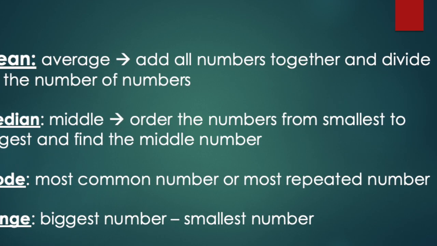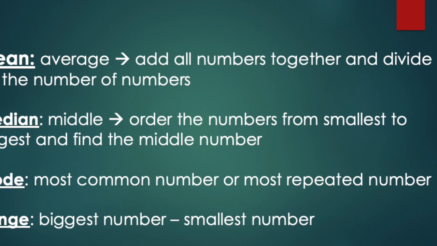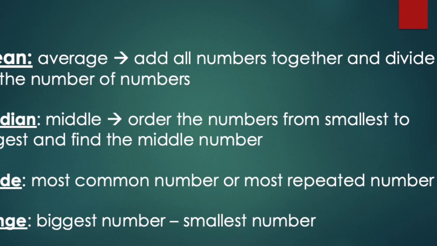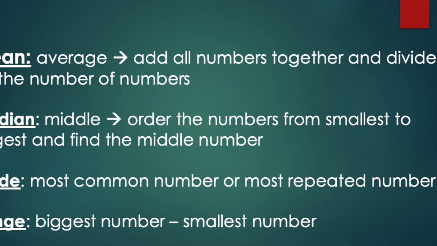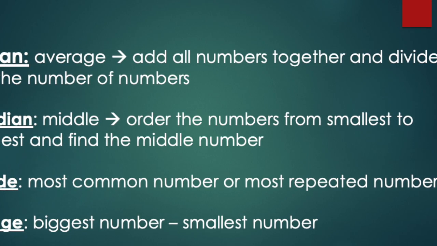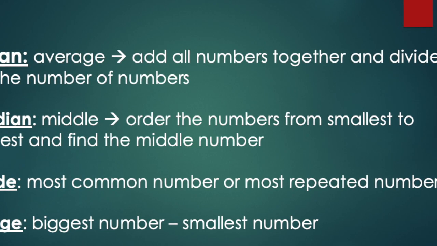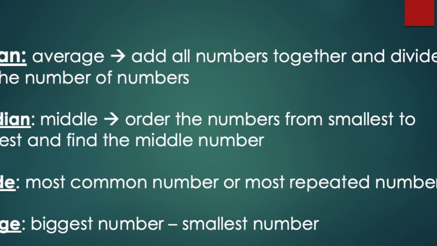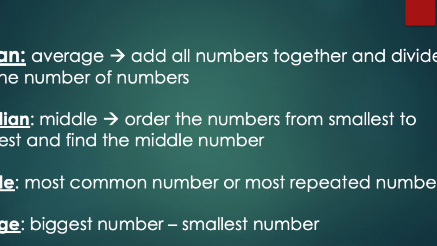Mode is the most common number or the most repeated number. So if you see the number three four times, then that might be your mode. Range is the biggest number minus the smallest number, kind of exactly what it sounds like, a range of numbers. So you might be asked to find these in a grouping of numbers, in a table, in a graph. I want to make sure you have those before we start reviewing some of these tables.